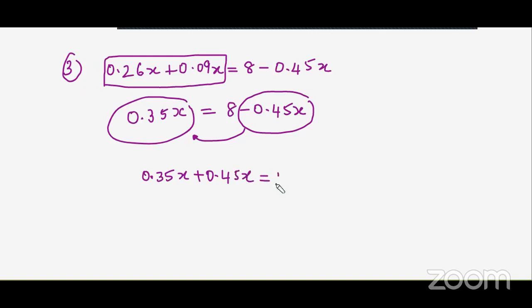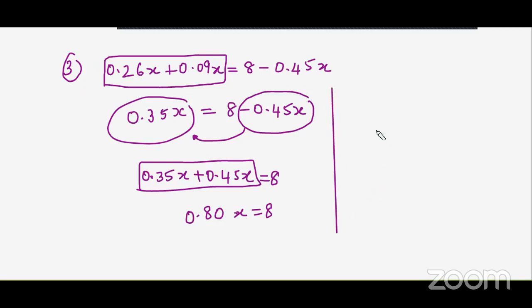Now again add this, what do you get? 0.80x is equal to 8. So 0.80 times x is equal to 8. When you shift it to the other side, it becomes 8 divided by 0.08. To remove the decimal, multiply by 100. Why 100? Because there are 2 decimal places in the denominator. So multiply by 100, divide by 8. 8 cancels off, and x is 100.